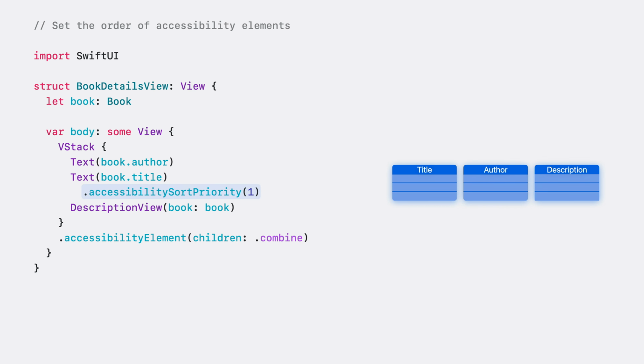If I give the book title view a higher priority, it will be sorted first. By default, views have a sort priority of 0. The views with equal priorities are then sorted based off their visual position. Now the book title will be spoken by VoiceOver before the author and description. When testing your app with VoiceOver, if the ordering doesn't feel right, use the accessibility sort priority modifier.